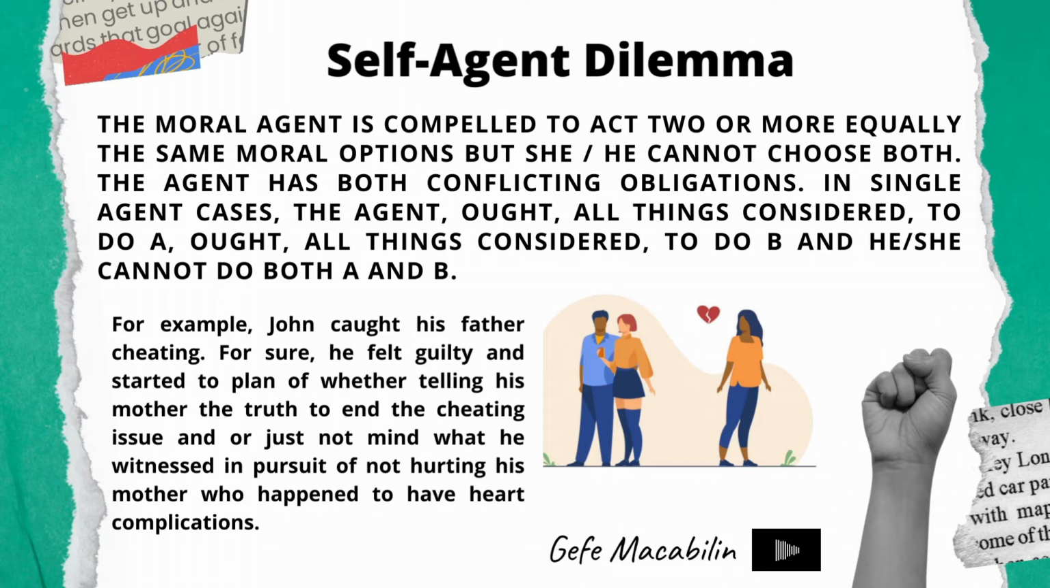Although it is the right of his mother to know the truth, John is anxious about the possibility of losing his mother due to her heart complications. That is why he cannot choose both.